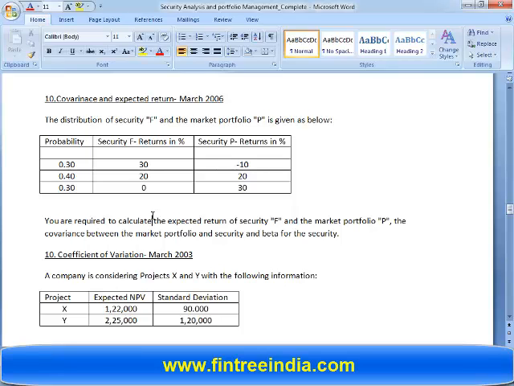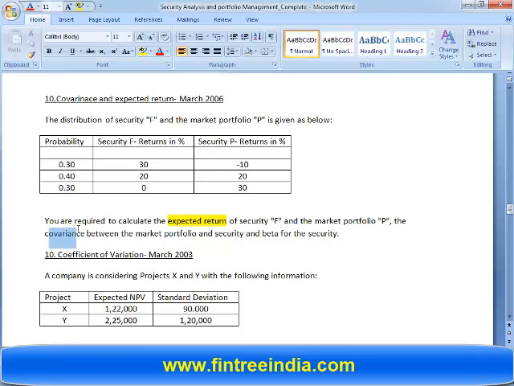Can you calculate expected return? How will we calculate expected return? Weighted average, yes. 30 into 0.3. You can do it orally. This should be how much? 3. This should be 9. This should be 8, 17. So for F it is going to be 17. This is minus 3. This is 8. So 5. 5 plus 9, 14. So for security P it is going to be 14%. So we have calculated market expected return.